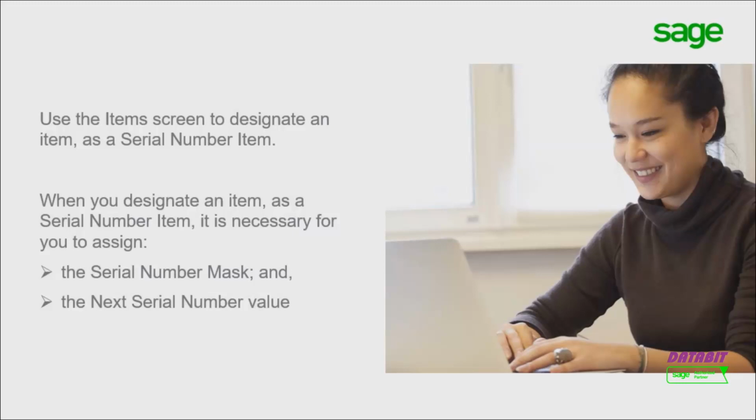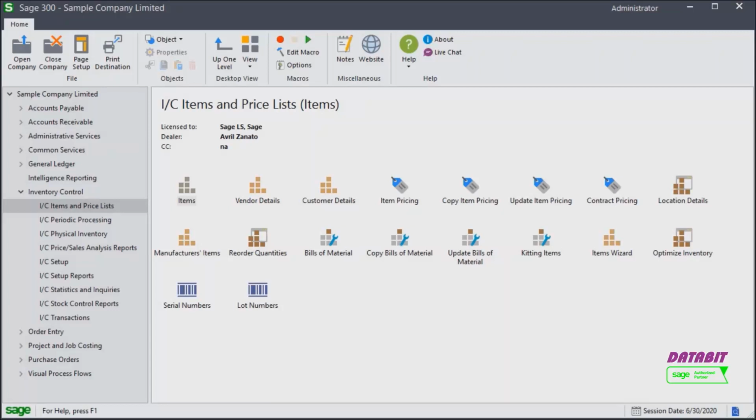We use the item screen to designate an item as a serial number item. When you designate an item as a serial number item, it is necessary for you to assign the serial number mask and the serial number value. Let's have a look at setting up serial number items.